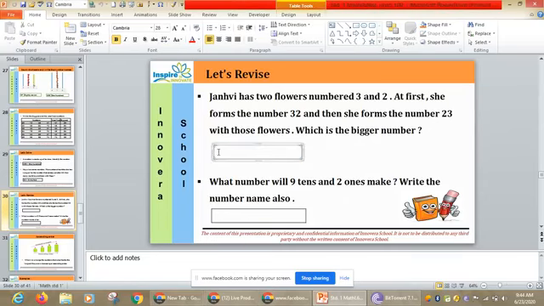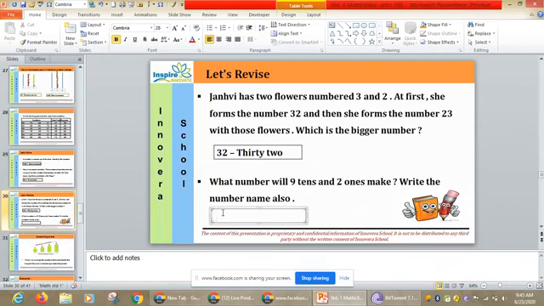Yes, the bigger number will be 32 and the number name of 32 is thirty-two. Okay, so when you have any two numbers, you can make two numbers from the given two digits. One will be the bigger number and the other will be the smaller number.